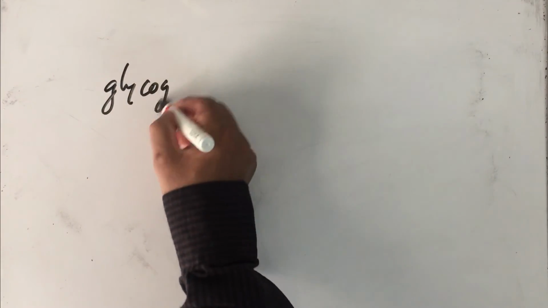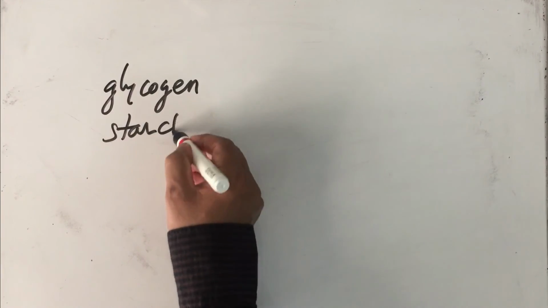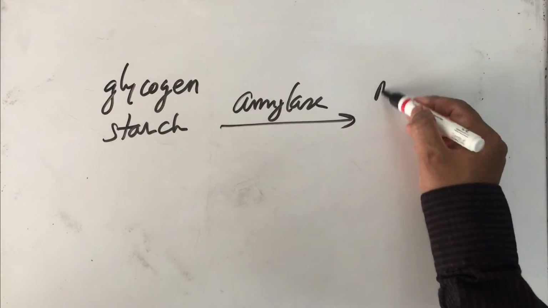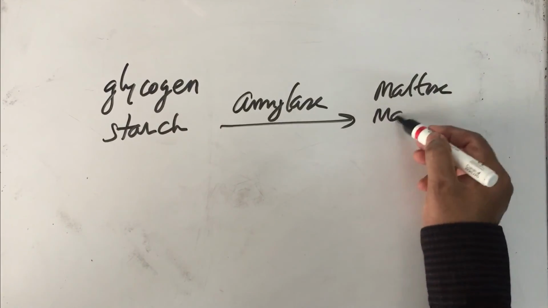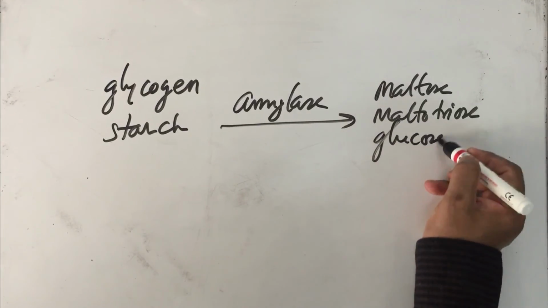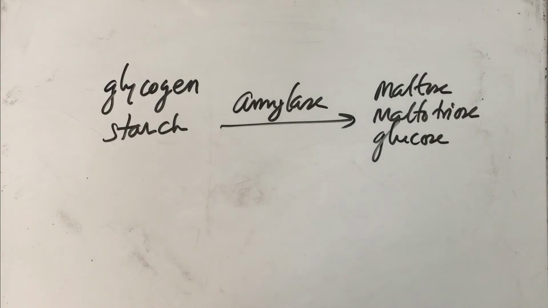Let us look at how polysaccharides enter into the mainstream glycolytic pathway. So the two polysaccharides are, one is glycogen, another one is starch. So you know that structurally they are very similar except in the branching. So now they will be acted upon by amylase. There are two kinds of amylases, alpha amylase and beta amylase. Amylase can act on them and can result in maltose, maltotriose, and glucose units. So this is how they are broken down into smaller units.